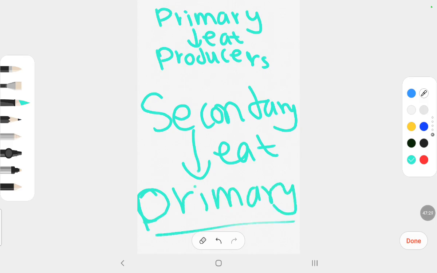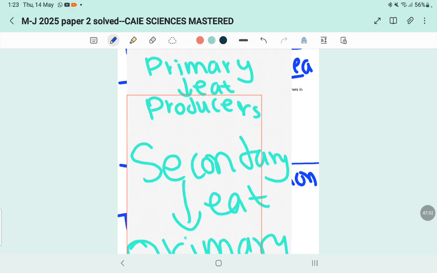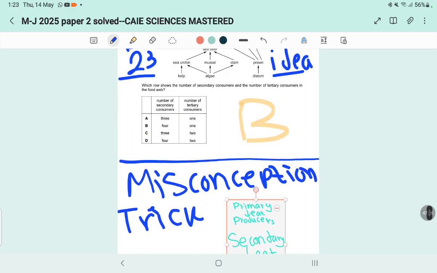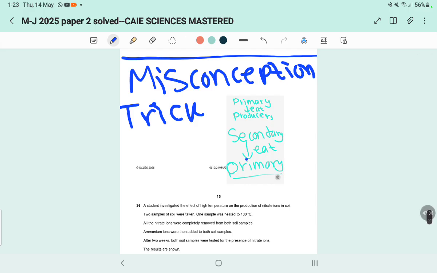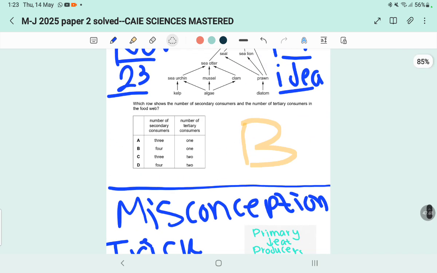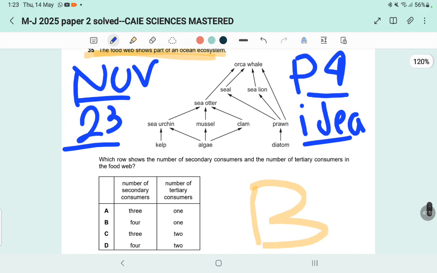So let us count them together. This is only for your reference and for your understanding. I'm doing this. Okay, here is your misconception note. Okay, now move to the next. Now let's count them together. Now these all in yellow are primary consumers. Now move to the secondary consumers. Okay, so let's count them together with a red color.